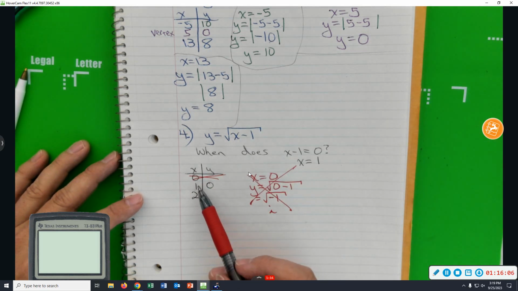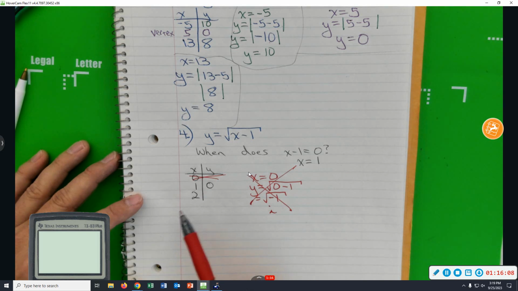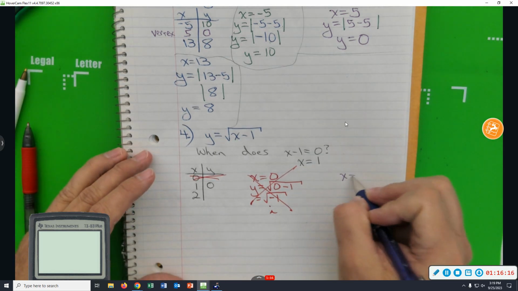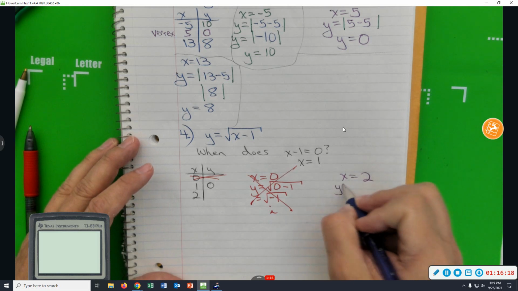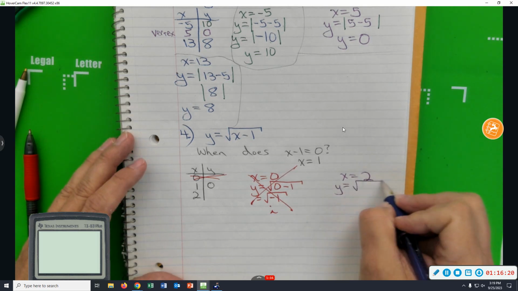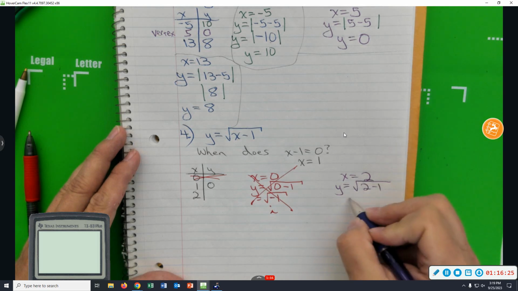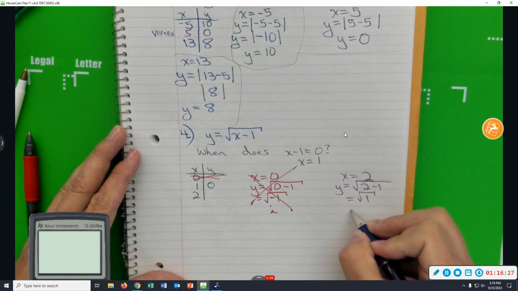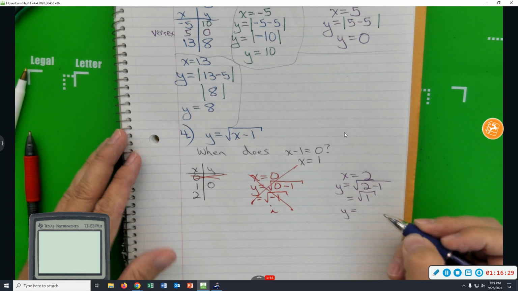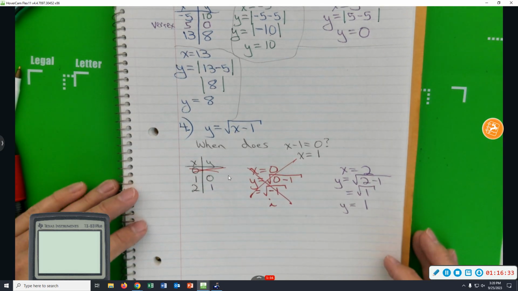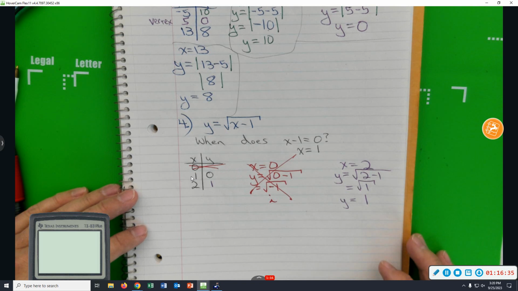So it isn't to the left that we're going to be graphing. It looks like we're to the right of 1. Plug in 2. If you plug in 2, are you going to get an imaginary number? No. y equals the square root of 2 minus 1. That's the square root of 1, which is 1. So we're going to the right.